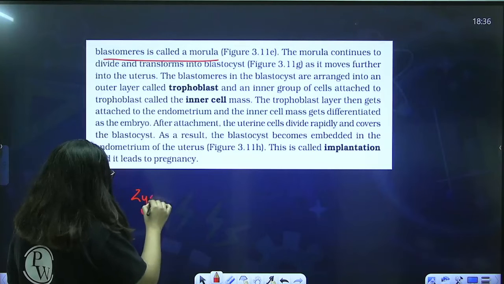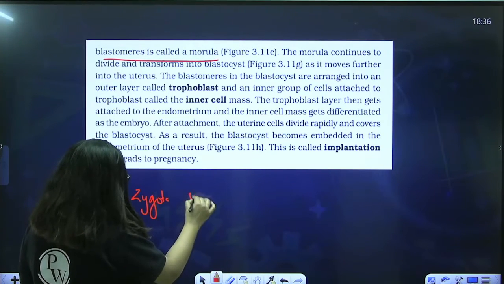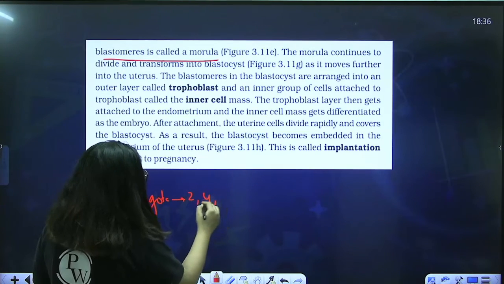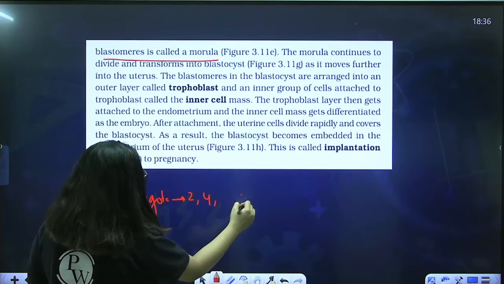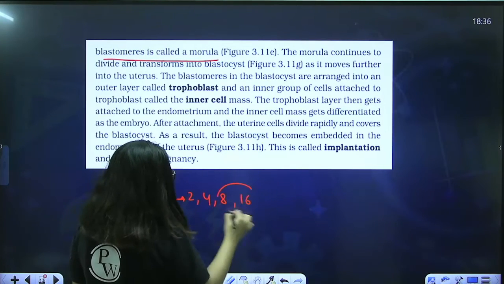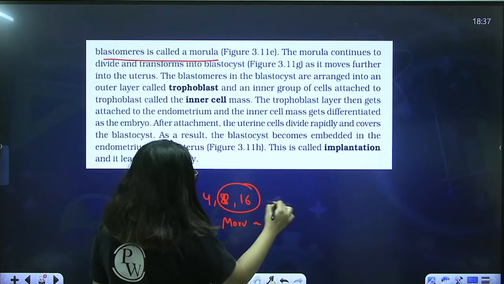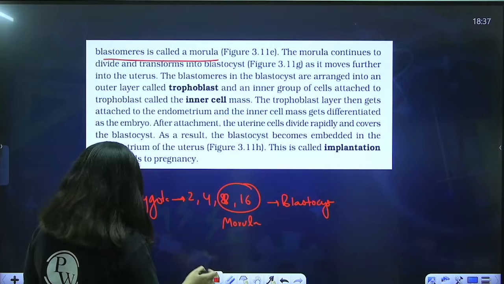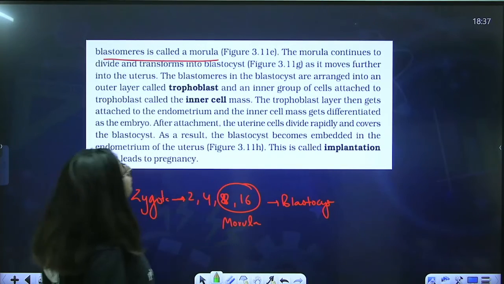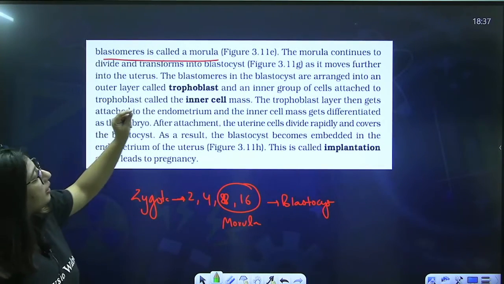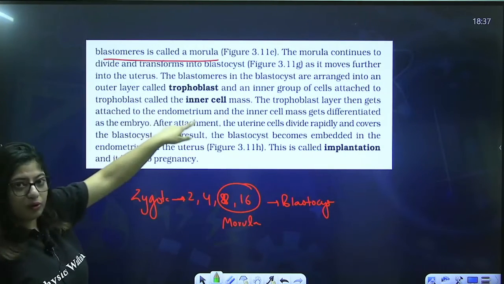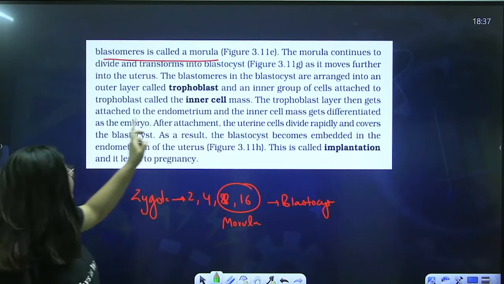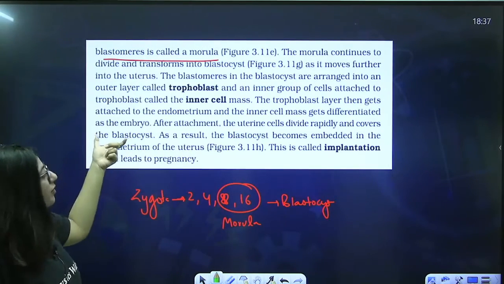First you will get a zygote, then 2, 4, and then 8 and then 16 cell stage, and then the 8 to 16 cell stage is morula, and then what is formed? Blastocyst. So this sequence is also important, that can be asked in your exam, okay? Next, the blastomeres in the blastocyst are arranged into an outer layer called trophoblast. The outer layer is trophoblast, and the inner group of cells is the inner cell mass. The trophoblast then gets attached to the endometrium, and the inner cell mass gets differentiated into the embryo.